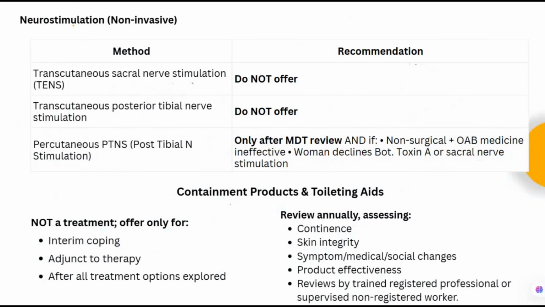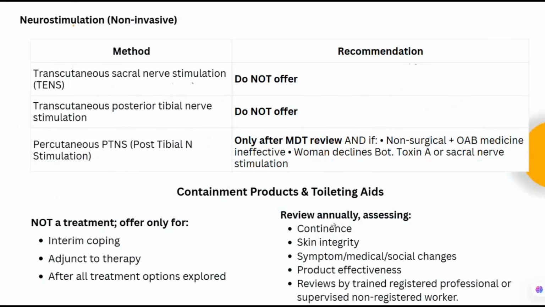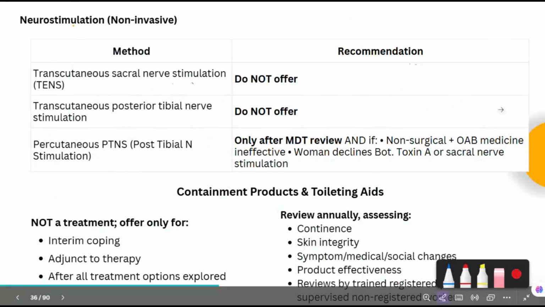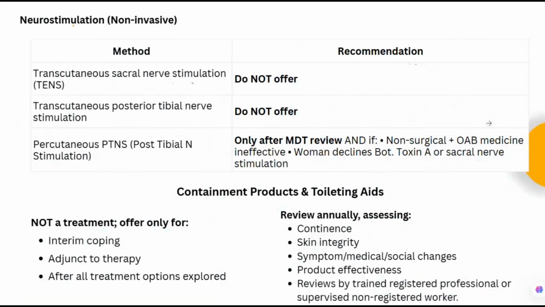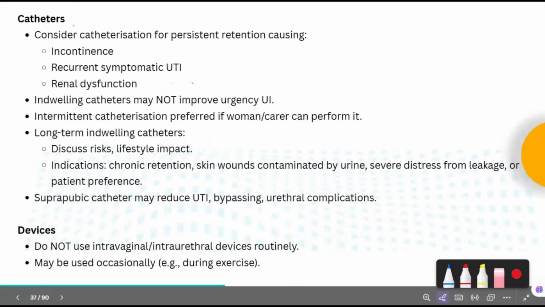You need to assess the patient annually, assessing continence and skin integrity. If you are putting your patients on these pads and toileting aids, then you have to see them annually and check for continence, skin integrity, symptom, medical and social changes, and product effectiveness, and review by a trained registered professional or supervised non-registered worker. Okay. Not from the part 2 point of view, but from the part 3 point of view, you need to talk about these measures in the urogynecology station.